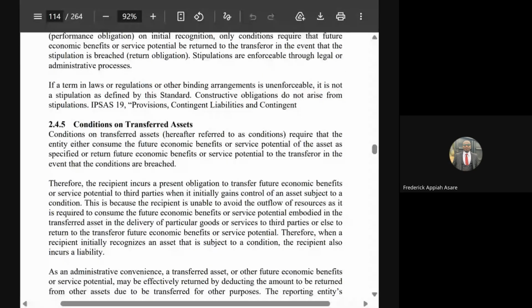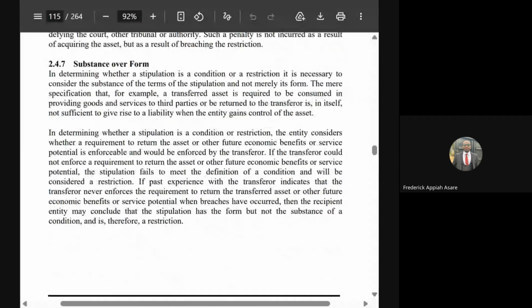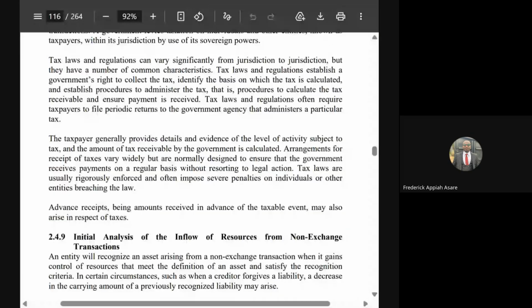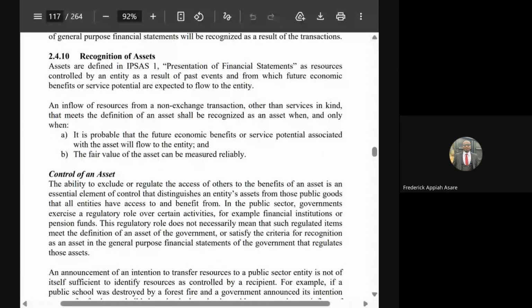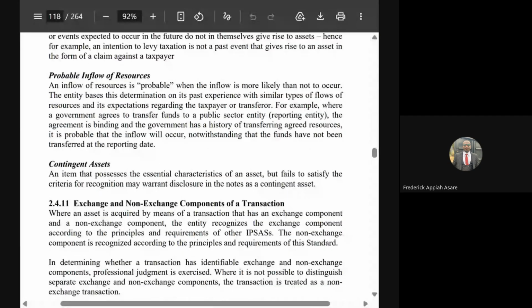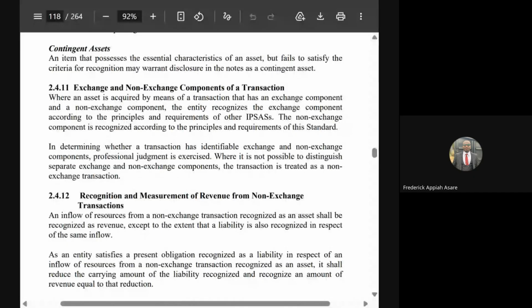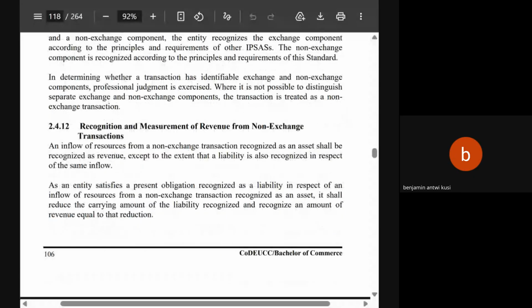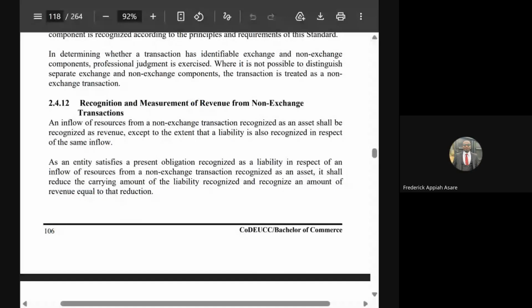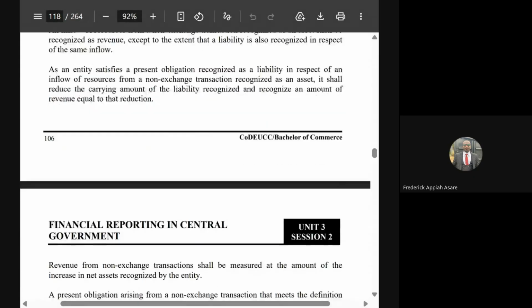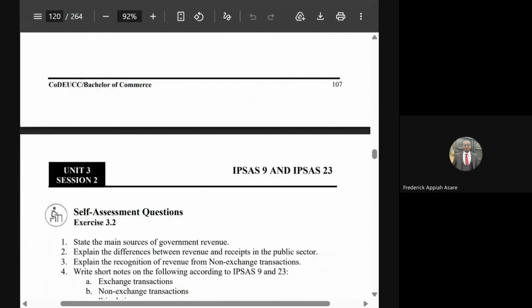Stipulations, conditions of transfer of assets, restrictions. So these are all standards that you read and you appreciate. That is the IPSAS 24 and IPSAS 9. The 9 one is where you exchange something. The 24 is where you don't exchange for something. So these are the things that you need to do.